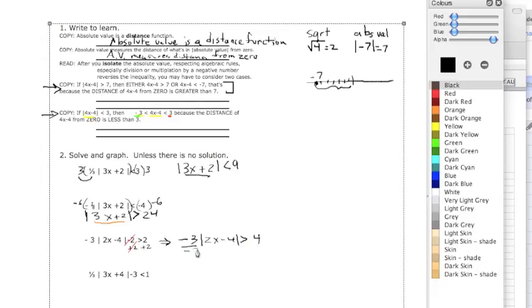Divide both sides by negative 3. And we have absolute value of 2x minus 4. This is the case where it changes the inequality because we divided by a negative number. It's less than minus 4 thirds. And right away you can say, since this is a distance function, we can't have a negative distance, so there's no time when we can find an x such that the value of 2x minus 4 is less than negative 4 thirds. So this has no solution.